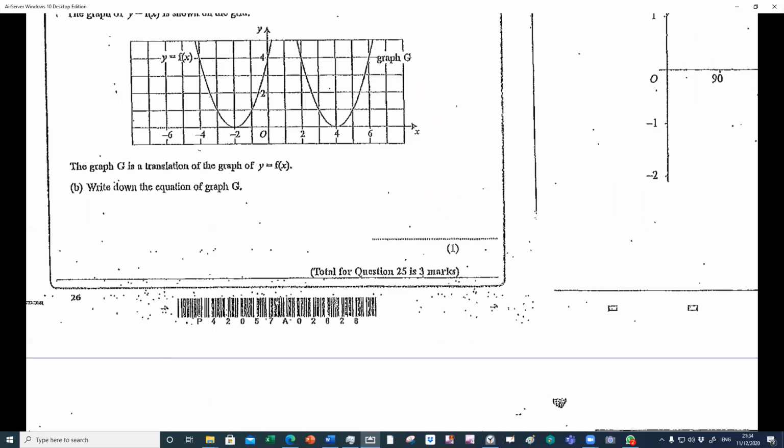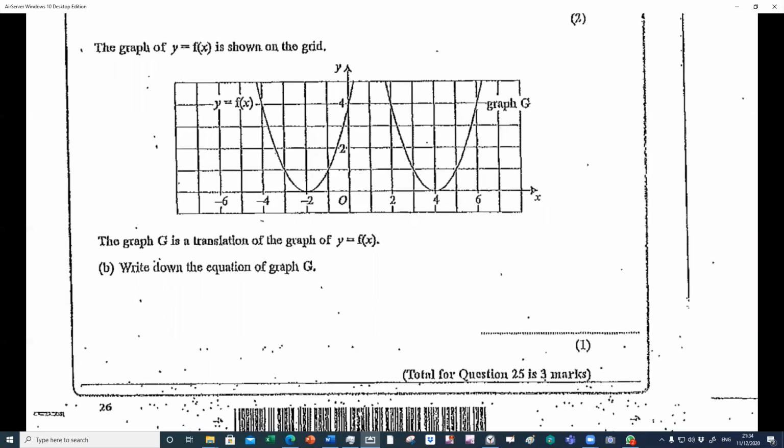Lovely. Read this part now for me, please. The graph of y equals f of x is shown on the grid. The graph G is a translation of the graph of y equals f of x. Write down the equation of graph G.